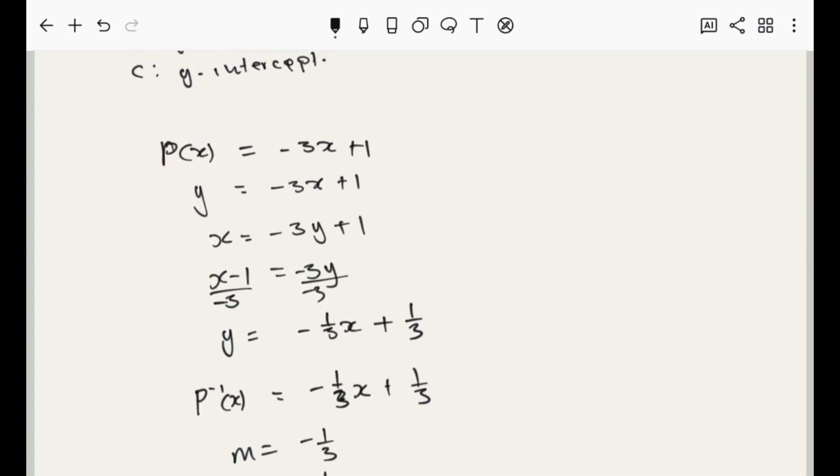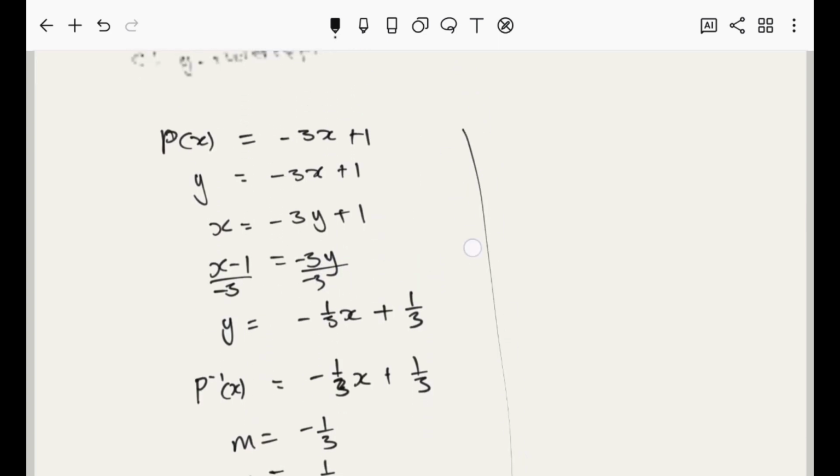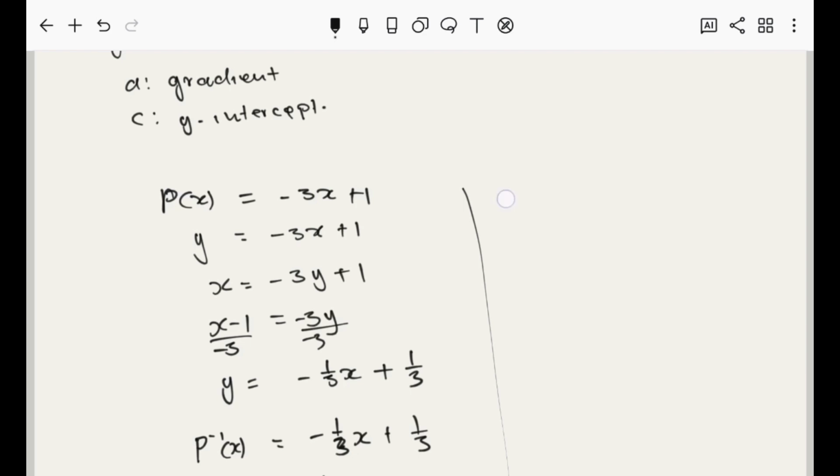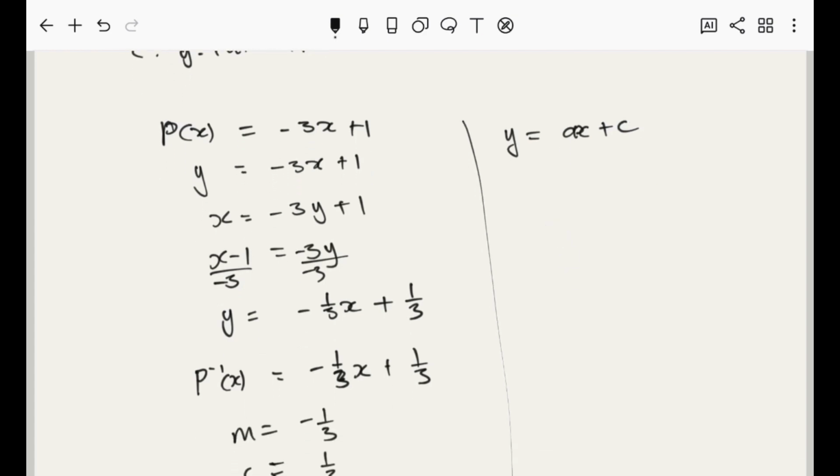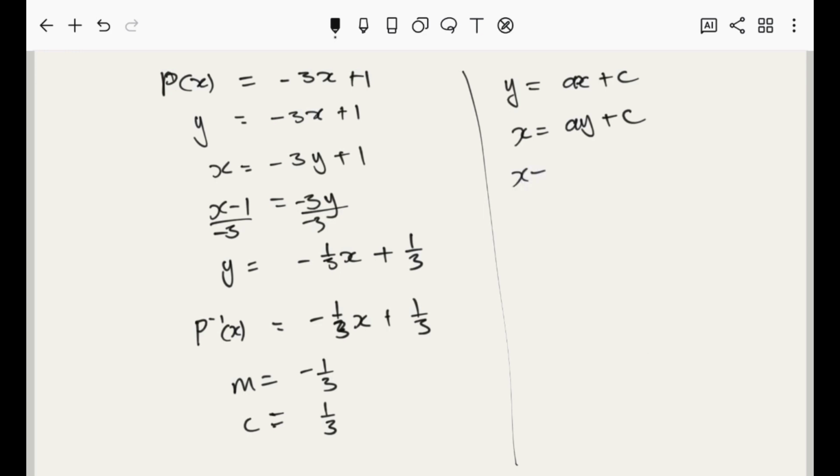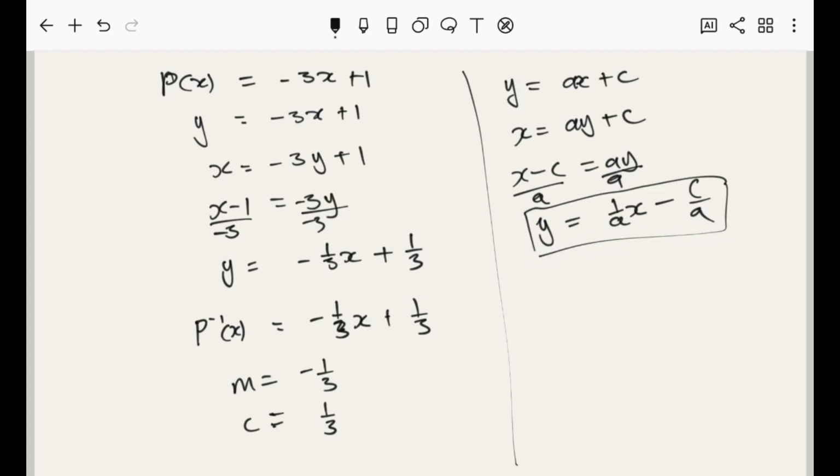Applying this to the general equation, since the general equation is y is equal to ax plus c, this tells us that in general, the inverse of a linear function is, let me not just write it out for you, let me derive it for you. Let's derive it together. We interchange the variables so that we have x equals ay plus c. We make y the subject of the formula. That gives us, dividing throughout by a, y is equal to 1 over a x minus c over a. So this is the general equation of the inverse of a linear function.